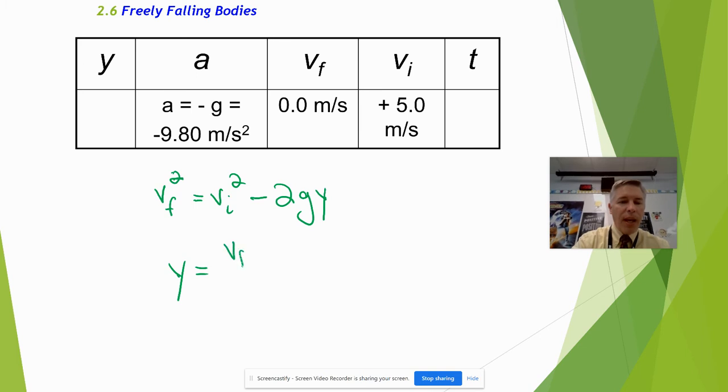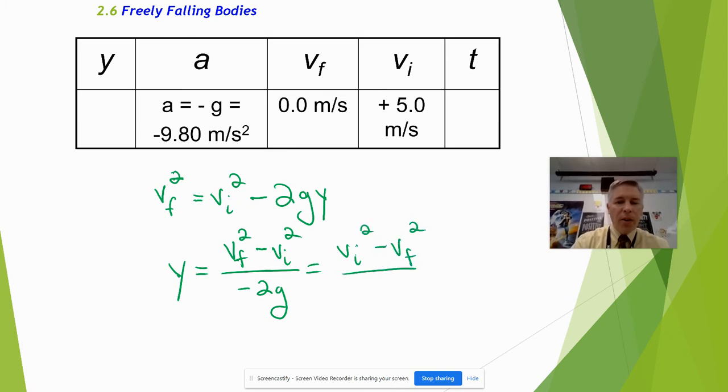So I would have VF squared minus VI squared over minus 2G. Now if I want to, I could switch that around, and I could write this as VI squared minus VF squared over 2G. It's just a matter of how you do it. Remember, G is just the 9.8. This has a negative, that has a negative. This is just G, so I'm just putting that in there.